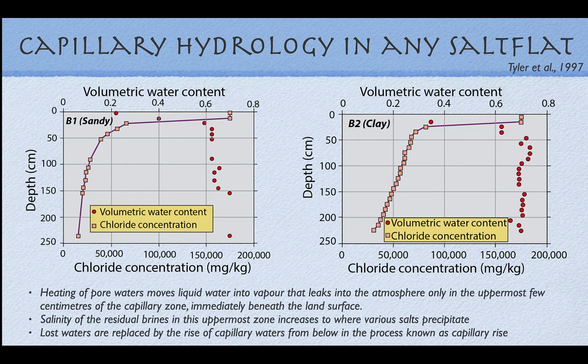If we're at the water table, the volumetric water content would be 1, so we're a little bit above the water table in the vadose zone, the zone of capillary rise. And you can see that the chloride concentration in the sand flat above the water table does not change substantially until we get to about 50 centimeters below the land surface, and then we see a significant change in the chloride concentration and also a significant decrease in the volumetric water content.